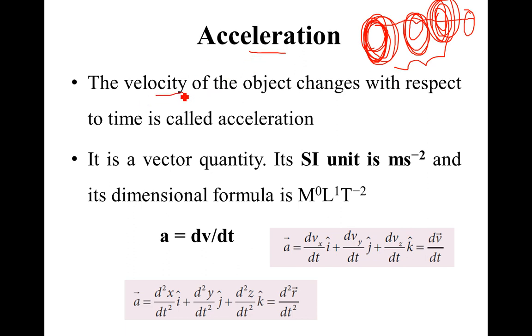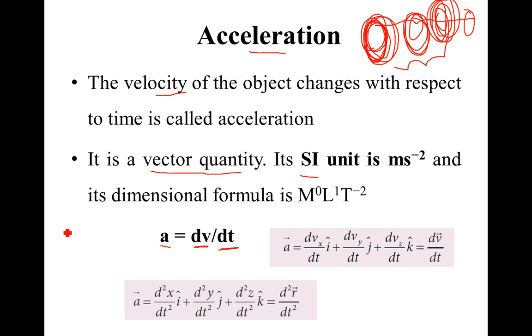I just said speed for your understanding, but it is velocity. So the velocity gets changed at each particular time, and that is called acceleration. Acceleration is represented by A, and it is change in velocity by change in time. As velocity is a vector quantity, obviously the acceleration is also a vector quantity.